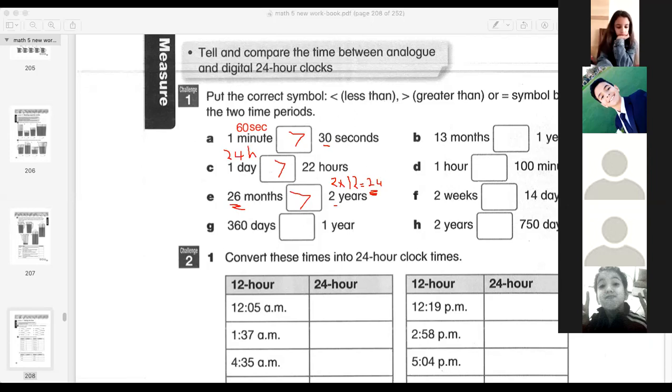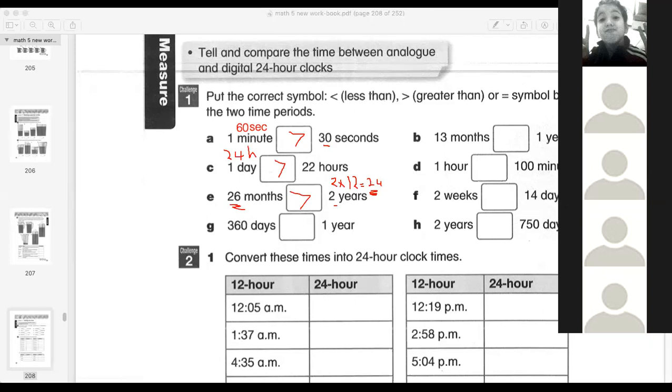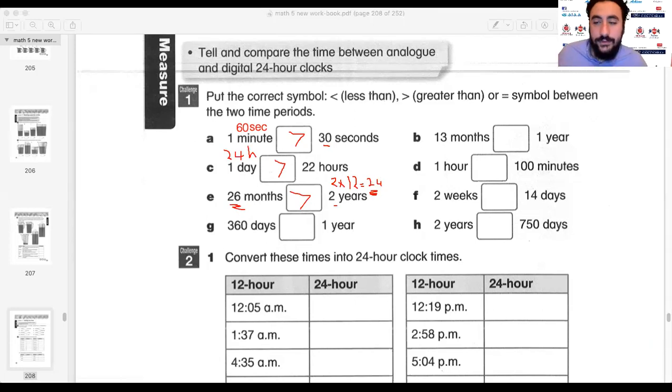Let me pick Fatima. Yes. Okay, Fatima, and after Fatima, it's going to be Adham, so Adham, be ready. Fatima, 360 days and 1 year. 1 year equals how many days? 365. Yes, excellent. So which is greater, 1 year or 360 days?